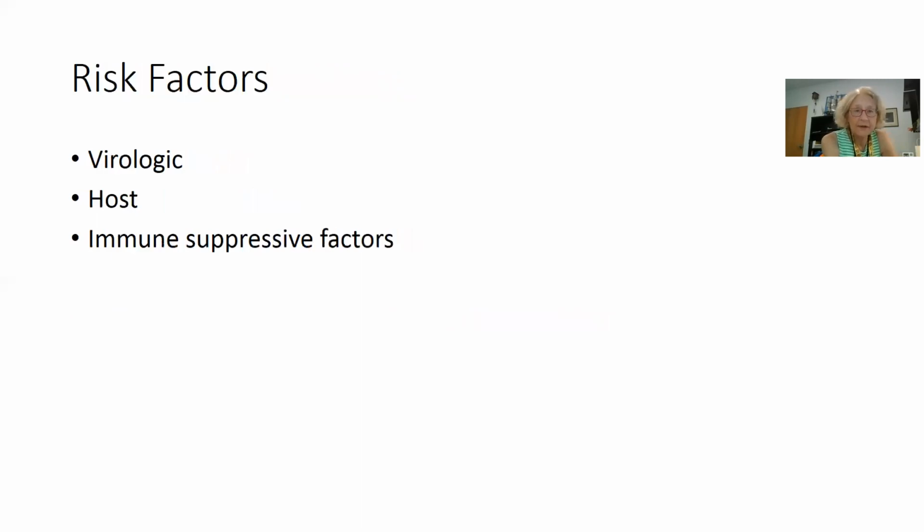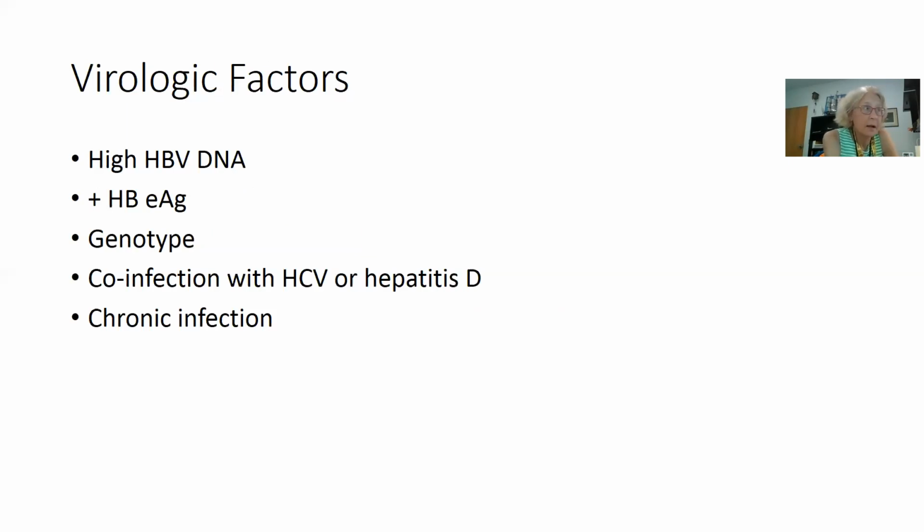What are the risk factors for this to happen? They center around the virus, the host, and the immune suppressing factors. So the virus factors kind of make sense. The higher the viral DNA, the more likely it is to happen. If you're E antigen positive or actively replicating the virus, it's more common. It's more common in some genotypes, and also if there's co-infection with hepatitis C or hepatitis D. Chronic infection also makes it more likely than acute infection.